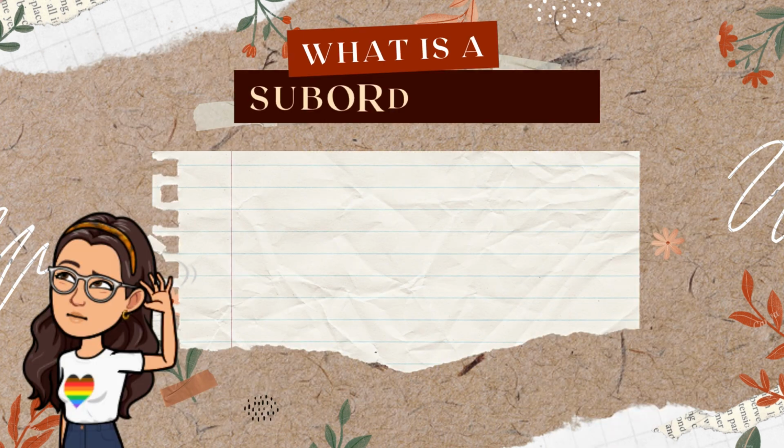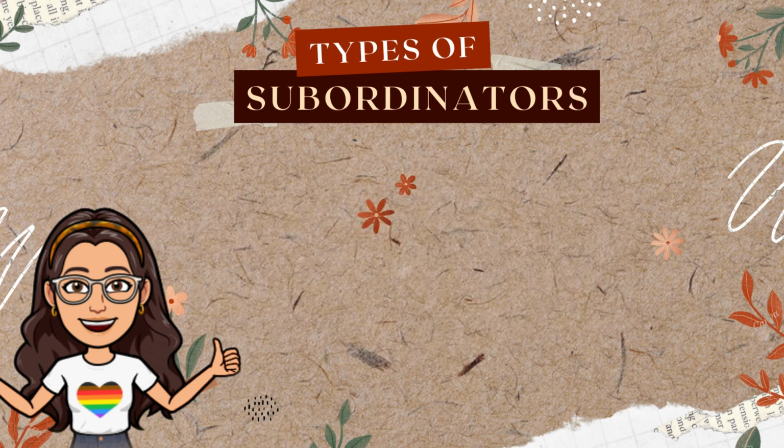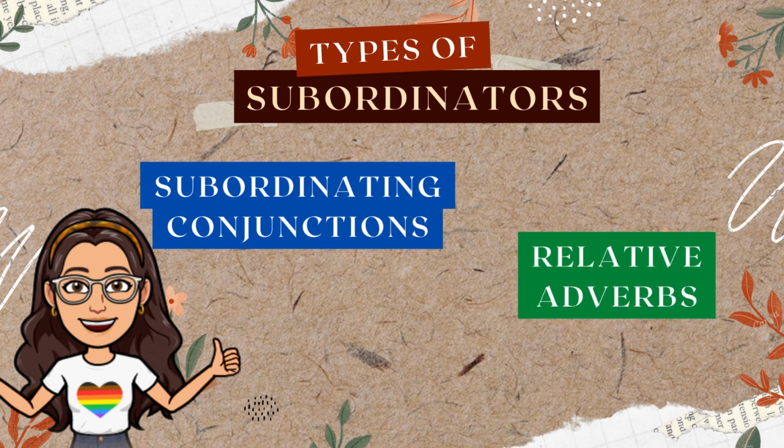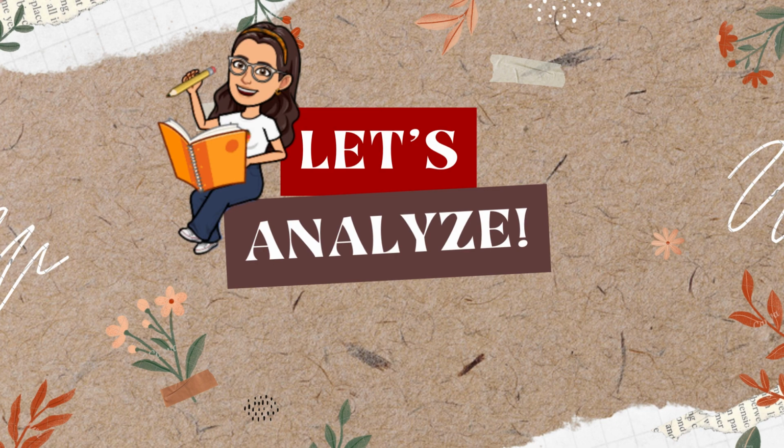And lastly, what is a subordinator? A subordinator is a word that introduces subordinate or dependent clauses. There are 3 types of subordinators: subordinating conjunction, relative adverbs, and relative pronouns. Now, let's analyze some sentences extracted from the book.